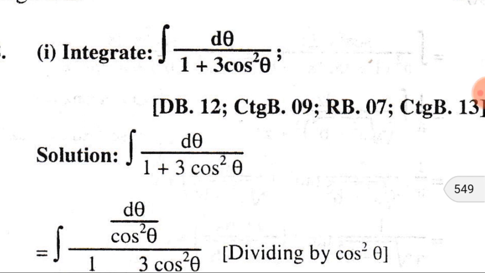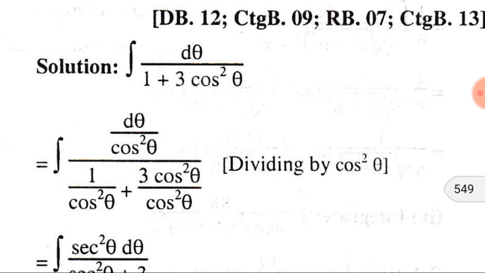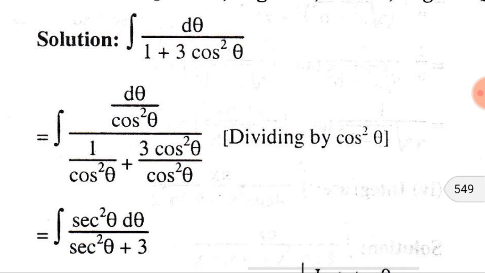Today I am going to discuss more problems relating to integration by the method of substitution. Today's first problem is integration d theta divided by 1 plus 3 cos square theta. This is not similar to any of the standard integrals we know, so first of all we have to make it a known standard integral. To do that, we divide both the numerator and denominator by cos square theta.